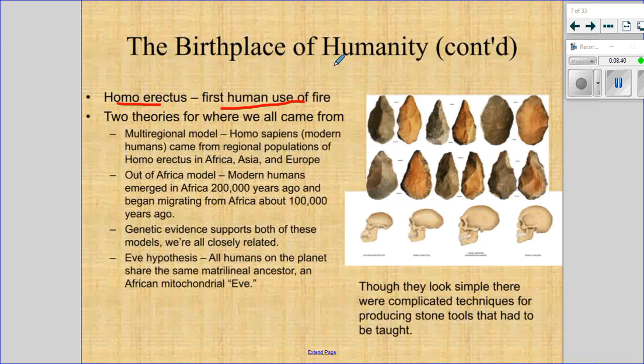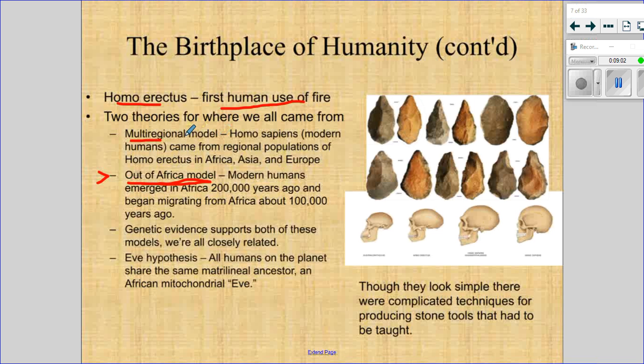Two theories of where we all came from. All right, you've got the out of Africa model and the multi-regional model. And I'm going to be honest with you up front, I'm a little biased. I tend to follow this one because it just makes more sense to me, and the genetic evidence kind of leans toward this one.